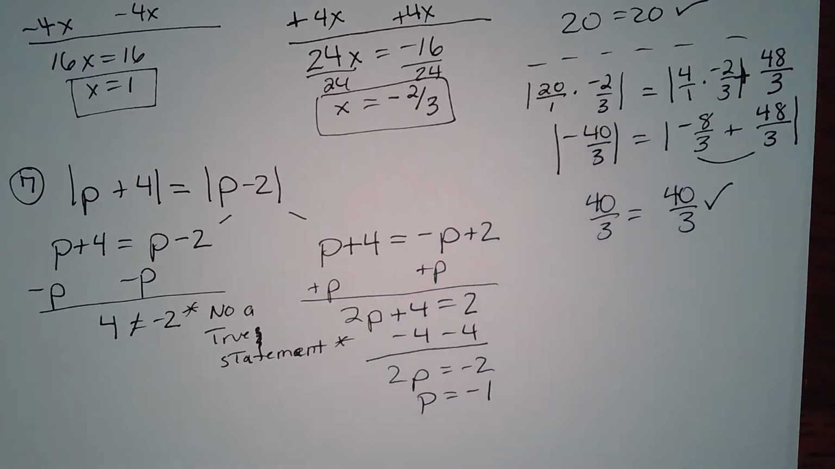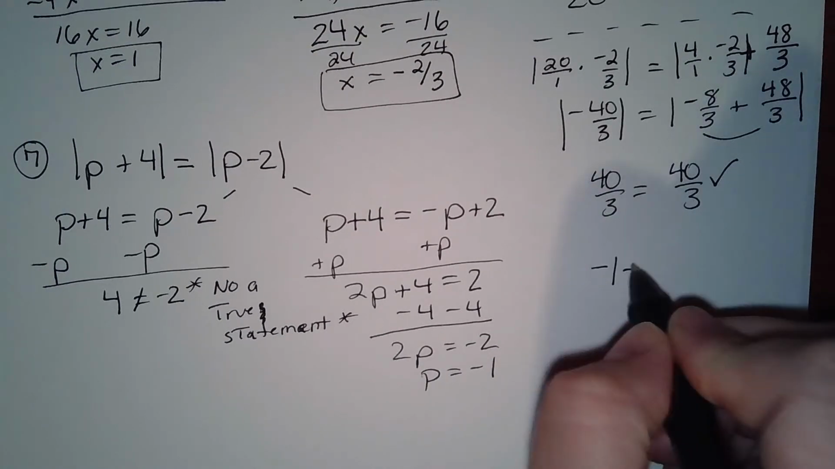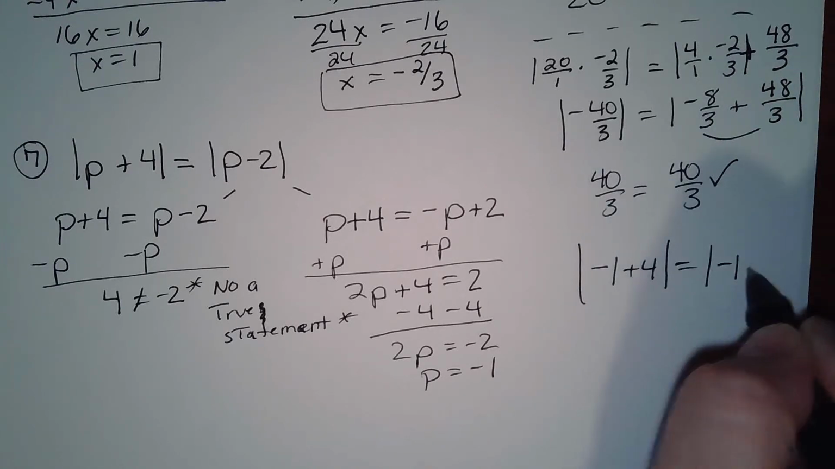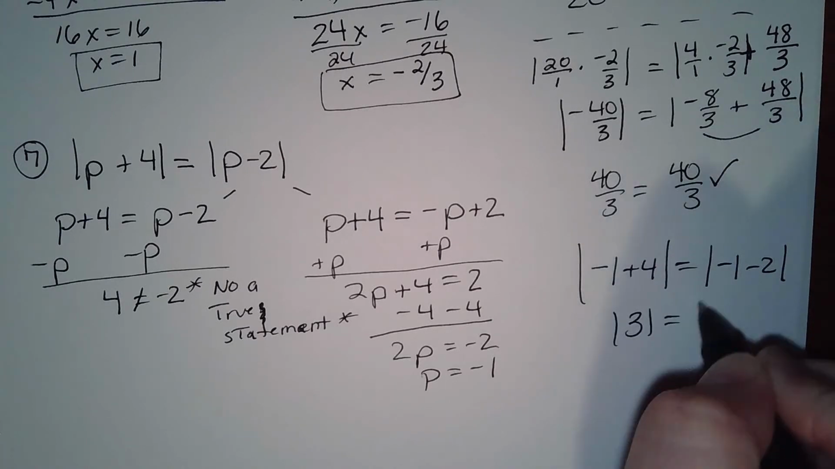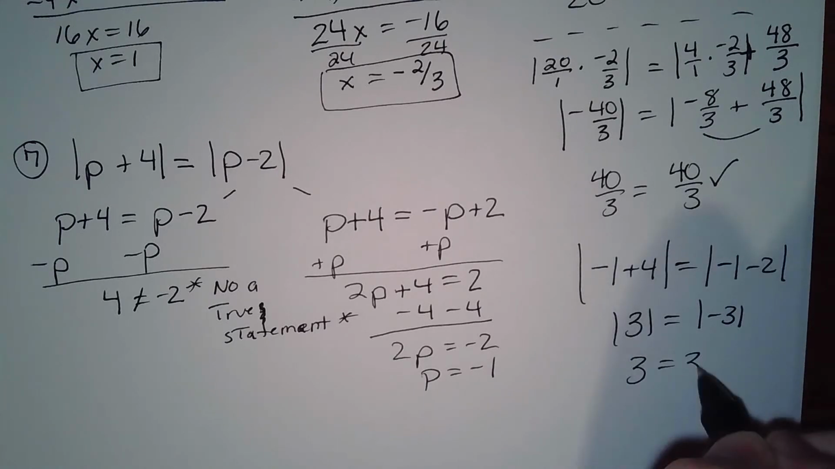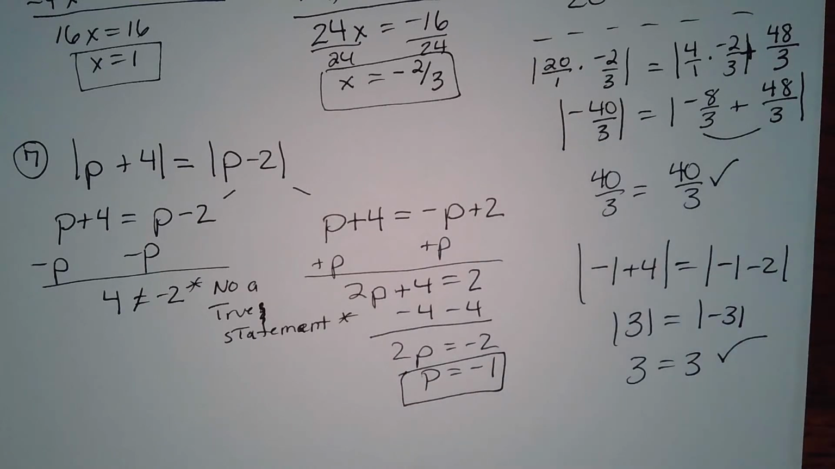We still have to do the check step on the second one. Just because the first one didn't work out doesn't mean that the second one won't work. So let's check it and find out. We're going to have |-1 + 4| equals |-1 - 2|. So it looks like I'm going to have absolute 3 equals absolute -3, which, since they're in absolute values, ends up being 3 equals 3. So my only answer is -1.